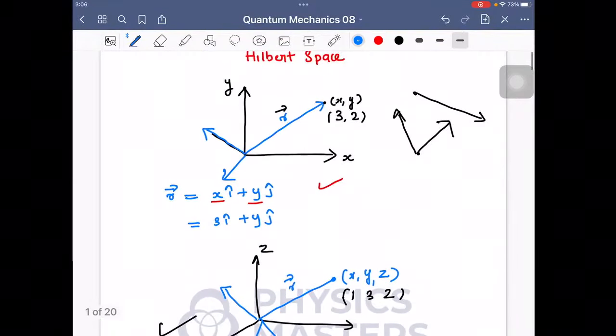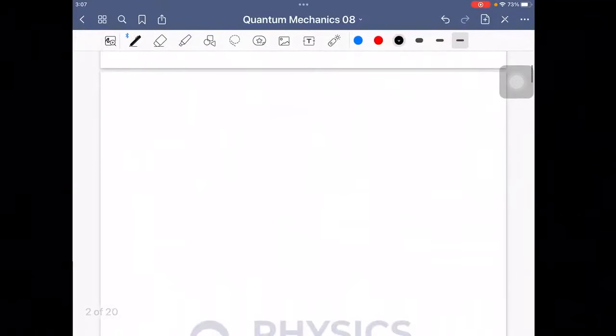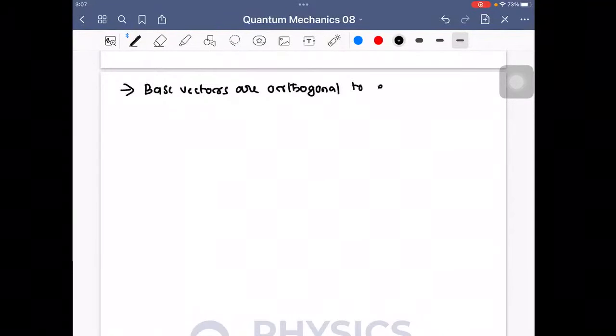In this two-dimensional vector space, there are 2 base vectors. Here we have considered the xy space, so there are i cap and j cap, 2 base vectors. And you can see that these vectors are orthogonal to each other. These base vectors are orthogonal to each other means their dot product will be equal to 0.